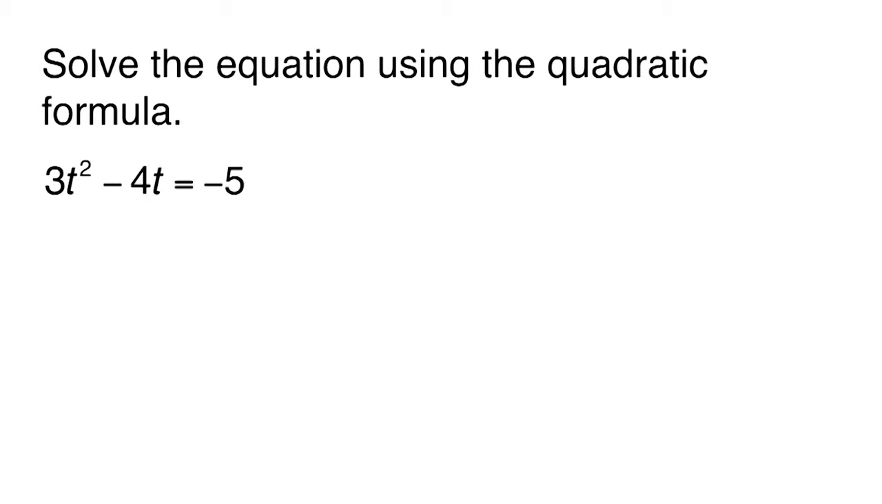Solve the equation using the quadratic formula. 3t squared minus 4t equals -5.